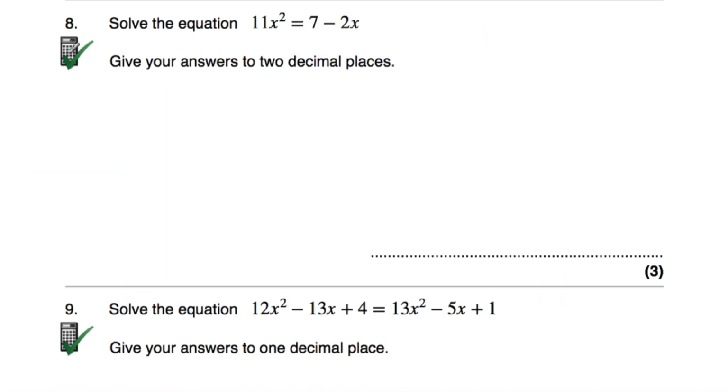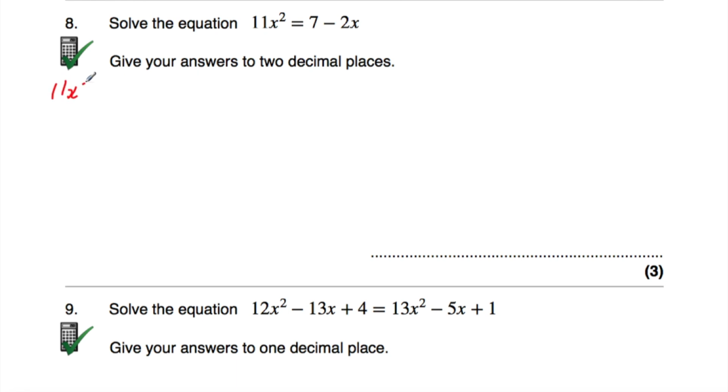Okay, let's have a look at our next question, question number 8. Now, question number 8, we've been asked to solve the equation 11x squared equals 7 minus 2x. Now, in this case, it's definitely not equal to 0, so we need to have it quadratic equals 0. So let's get everything over to the left-hand side. So let's get rid of this 7 by taking away 7 from both sides, and let's get rid of this minus 2x by adding 2x to both sides.